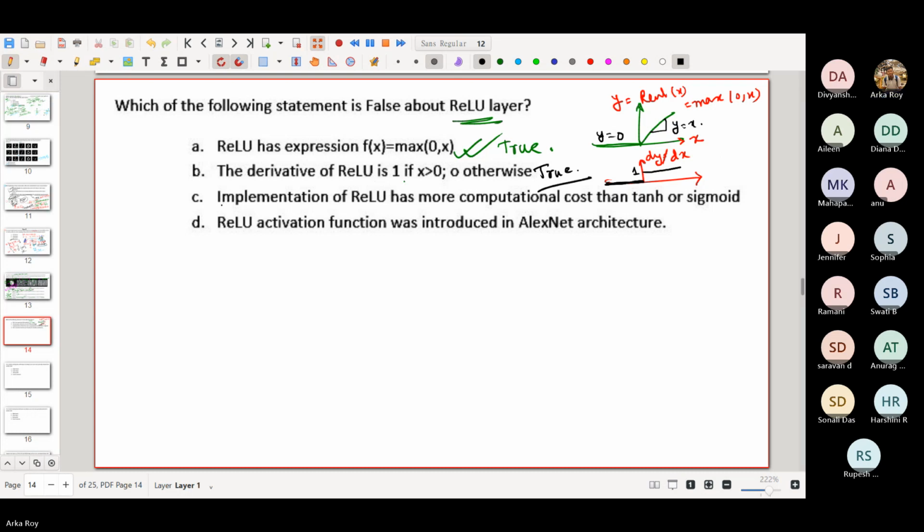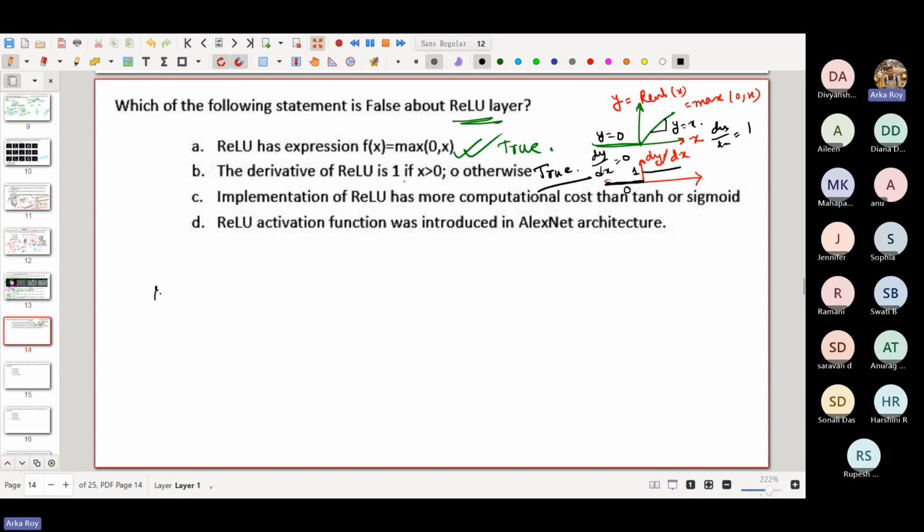Okay. ReLU activation function was introduced in ResNet architecture. And implementation of ReLU has more computational cost than tanh and sigmoid. So with ReLU, you have seen that the value is either straight away 0 or straight away 1. So the derivative is very simple. You do dy by dx, this will be 0. You do dy by dx over here, this will be 1.